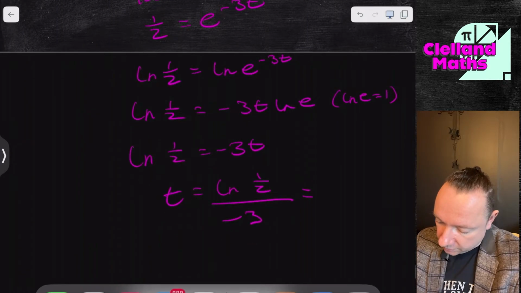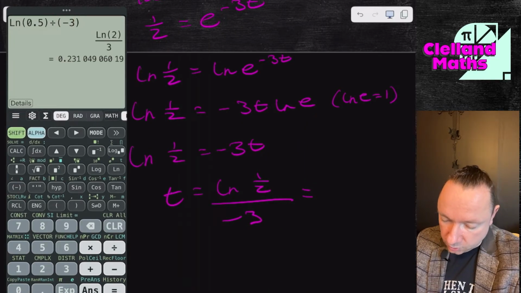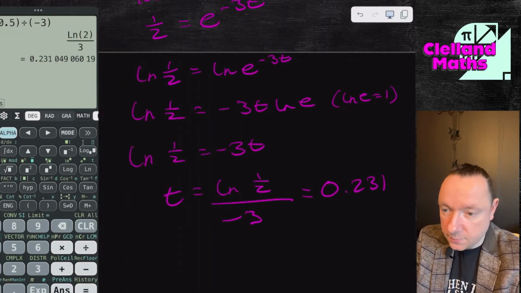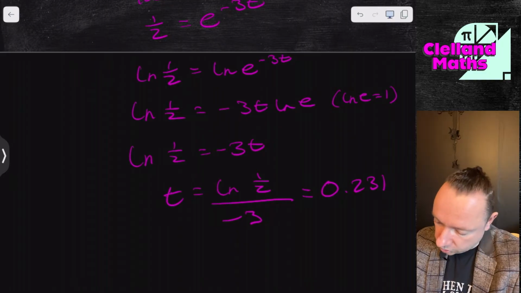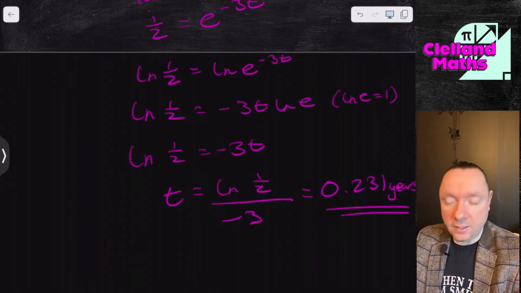t must be ln of a half over minus 3. Use a calculator for that bit. ln of 0.5, divided by minus 3, I'll put that in brackets actually, is 0.231. And what is our units on this one? Years. It doesn't ask us to change it to months or anything, so I'm done there.